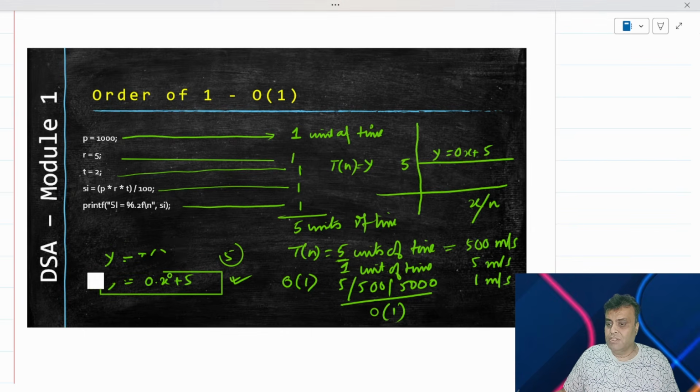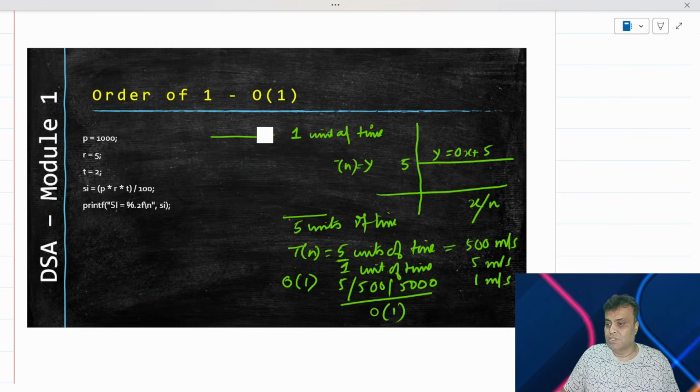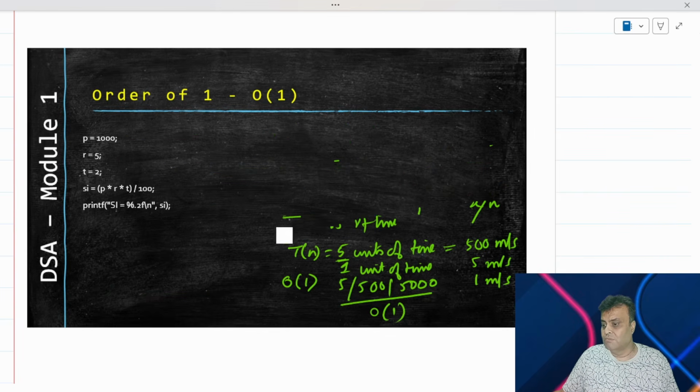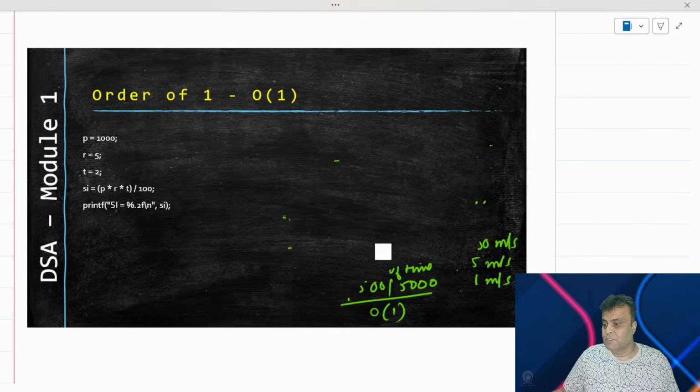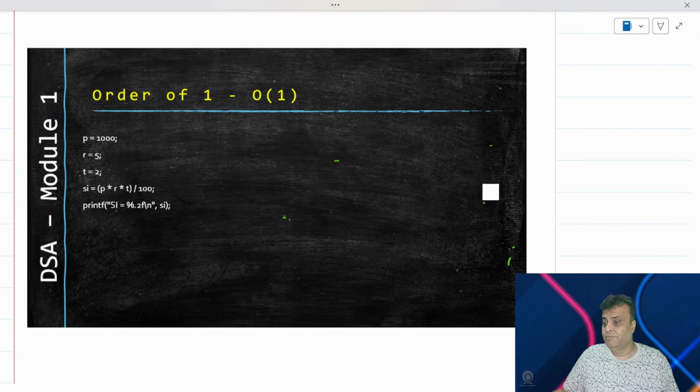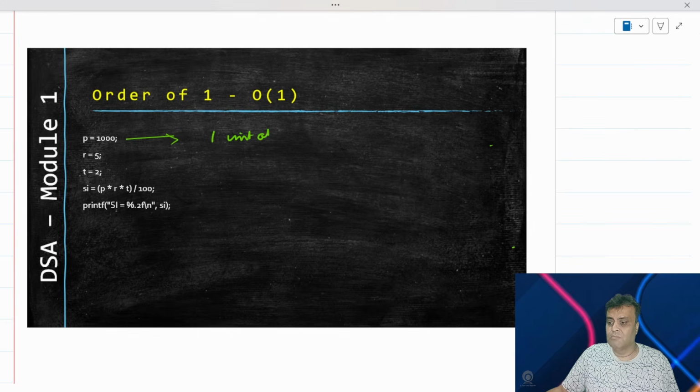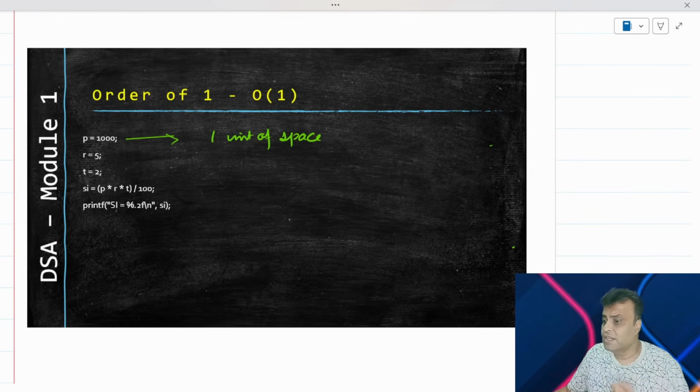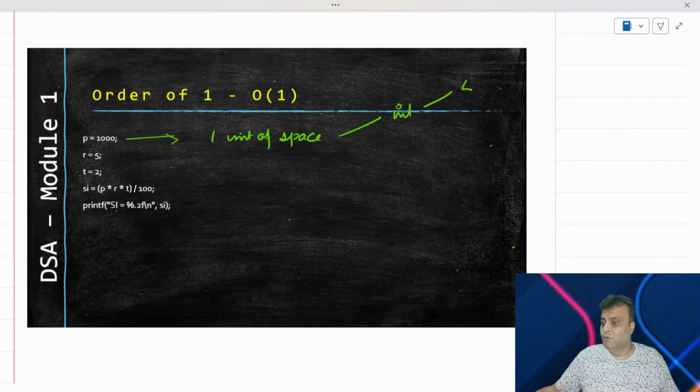Now, if we investigate the space complexity, which is the first time we are discussing space complexities for this particular algorithm, then the space complexity for this routine will be like this. Here, we will say that we take 1 unit of space. P is 1000. Probably we defined it as an integer. Now, an integer can take 4 units or 4 bytes in a particular machine.